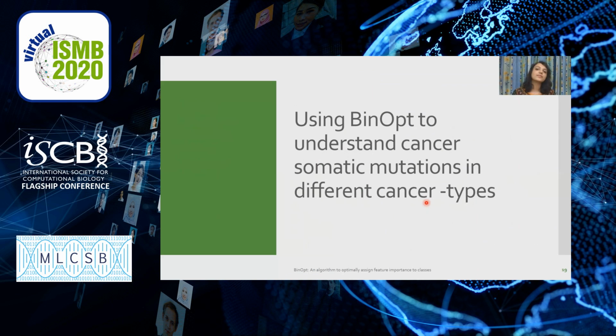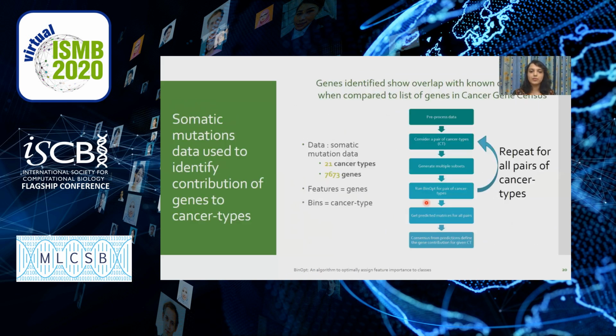We then employed BinOpt on a real-world biological problem to find out the gene contribution to cancer types. The data out here is 21 cancer types for various genes, and the genes are the features and the cancer types are our bins. We generated subsets from the mutated samples, and we ran pairwise BinOpt for all pairs of cancer types and took the consensus for the results.